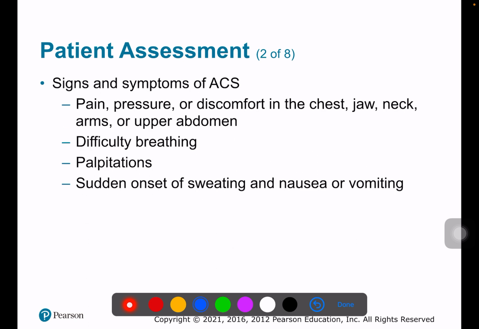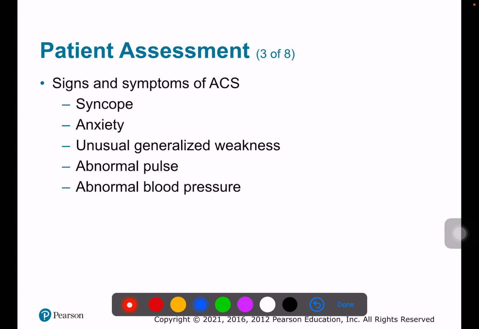What you're going to see: pain, pressure, discomfort in the chest, jaw, and neck, like we said. Difficulty breathing. These are the kinds of people who say, man, I walk up the stairs and I can't breathe. Palpitations. I had one patient one time, before they died in an event, who told me they felt like butterflies in their chest and in the throat, actually. Sudden onset of sweating, nausea, vomiting. Syncope, anxiety, unusual generalized weakness, feeling just malaise, don't feel good, I'm weak. Abnormal pulse, tachy, brady, dysrhythmias, and abnormal blood pressures.